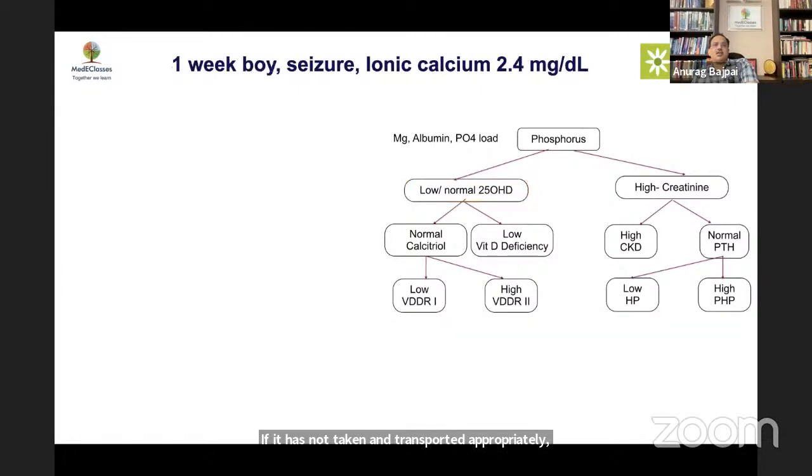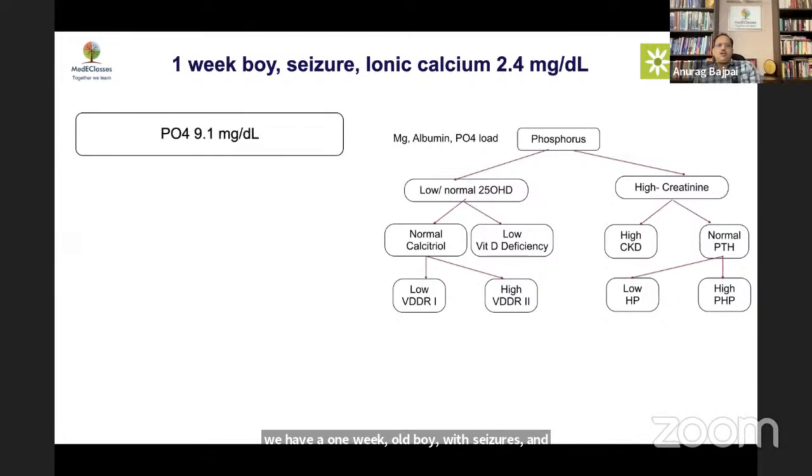Now, we have a 1-week-old boy with seizures and ionic hypocalcemia. Phosphorus levels are very, very high. So hypocalcemia, hyperphosphatemia, excluding vitamin D related causes.